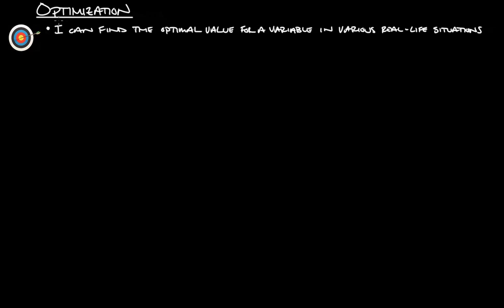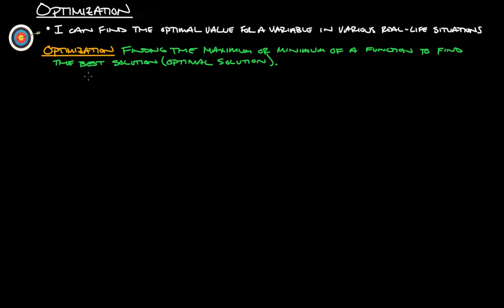I'm going to take you through the notes on optimization. At the end of this, you should be able to say, I can find the optimal value for a variable in various real-life situations. Okay, so first thing, optimization. Optimization is finding the maximum or minimum of a function to find the best solution. Or another way to say that is to find the optimal solution, hence the word optimization.